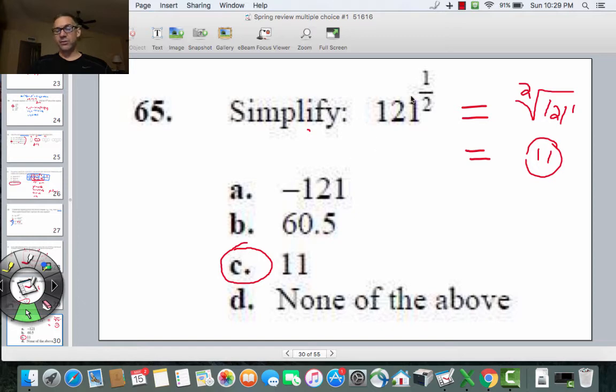This is the reverse of that, so 121 raised to the 1/2 is the square root of 121 raised to the first power, which is the same thing as 11. The square root of 121 is 11, because 11 times 11 is 121.